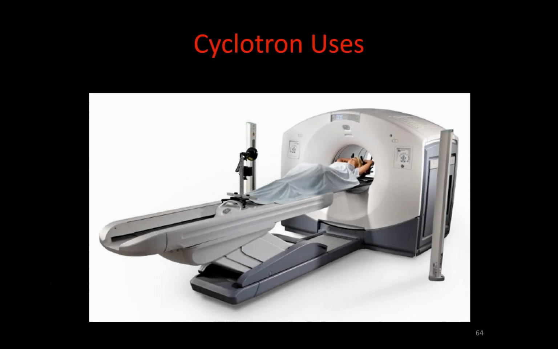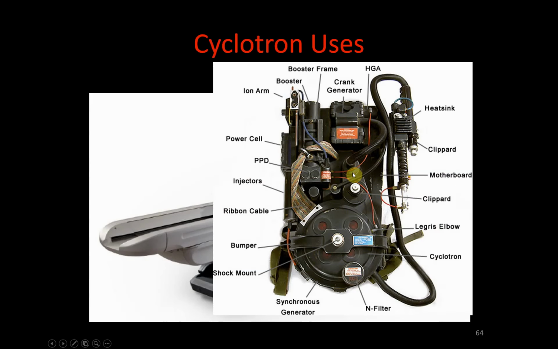This is the kind of thing you might find in a cancer treatment facility. This is the machine which actually directs the particles, but behind this there would be a particle accelerator which would accelerate the electrons, and then this would focus them onto the patient. The cyclotron's also located on the bottom of a Ghostbusters backpack.